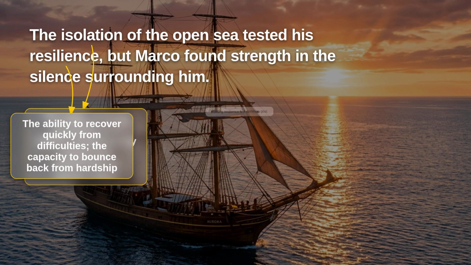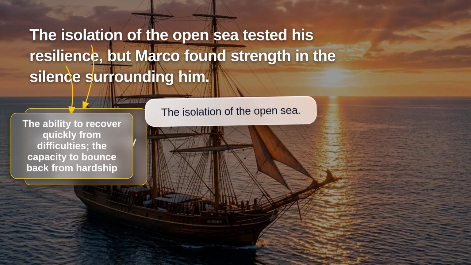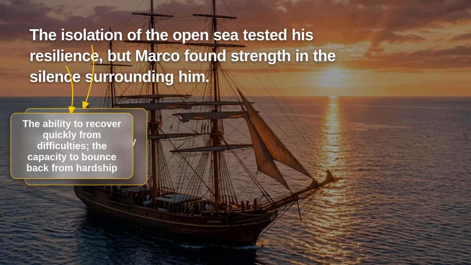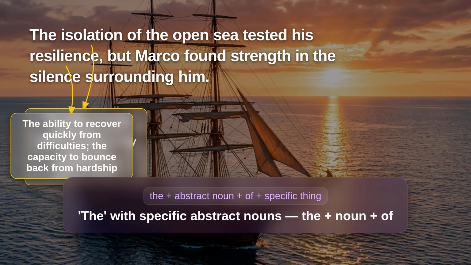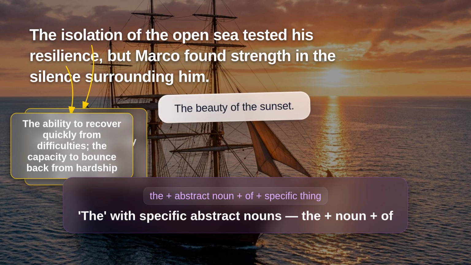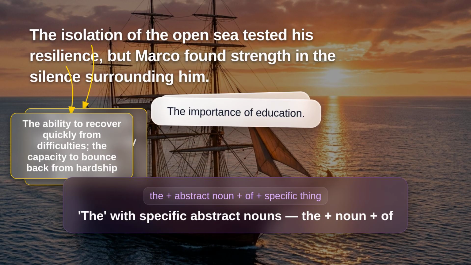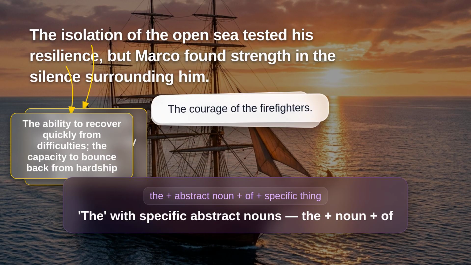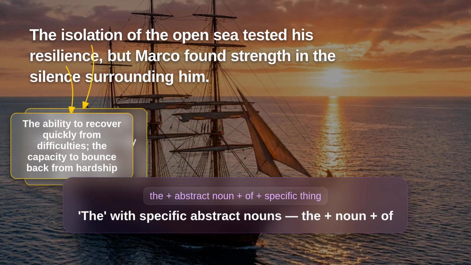Now, the grammar. Look at the isolation of the open sea. Wait, earlier we said abstract nouns take no article when they are general, but here, isolation has the. Why? Because this is a specific isolation, the isolation of the open sea. It is not isolation in general. It is the particular isolation that comes from being at sea. The pattern is the plus abstract noun plus of. The beauty of the sunset, the importance of education, the courage of the firefighters. When you specify which beauty, which importance, which courage, by adding of something, you need the.